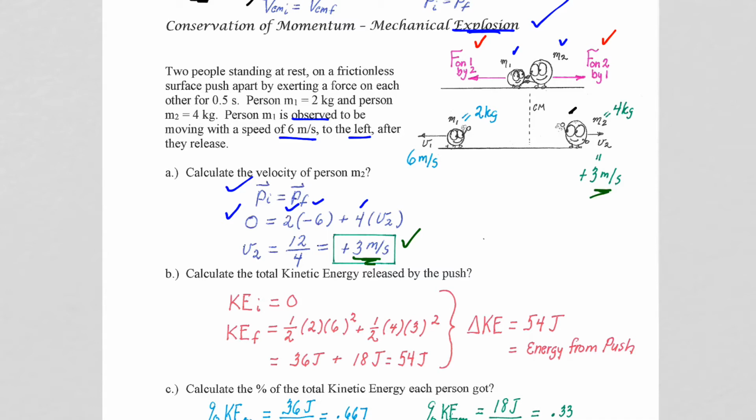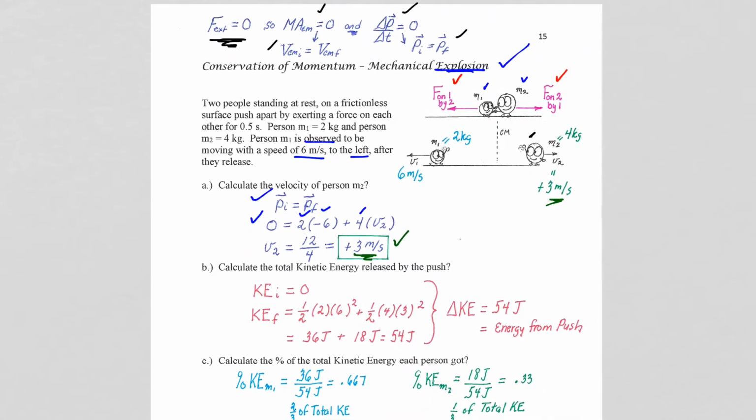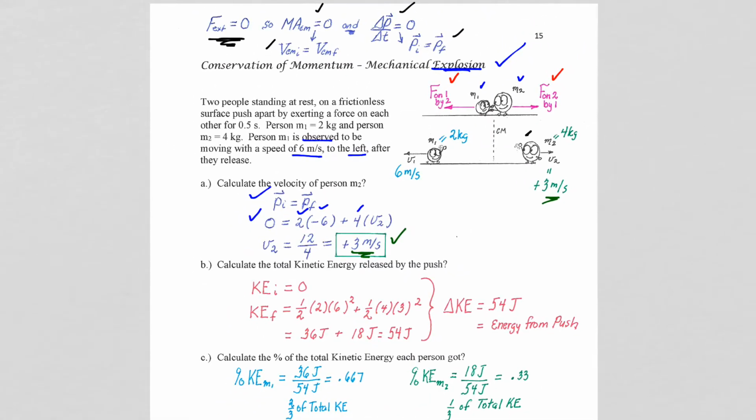Well, to look at the total kinetic energy that was released, we know there was no initial kinetic energy, and then boom, we had our mechanical explosion, and our final kinetic energy is based on 1/2 mv squared of each of the particles. So we had 54 joules of kinetic energy put into the system coming from the force push. So that was the energy that was released.